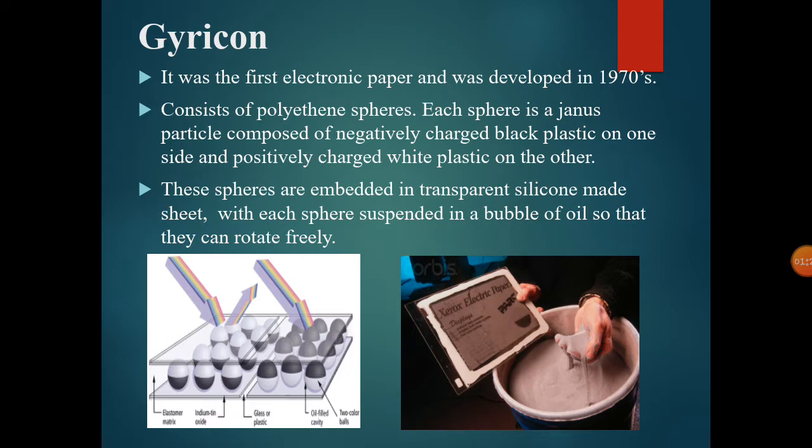It consists of polythene spheres, and each sphere is a Janus particle composed of negatively charged black plastic on one side and positively charged white plastic on the other. The spheres are embedded in a transparent silicone sheet, with each sphere suspended in a bubble of oil so that they can rotate freely.